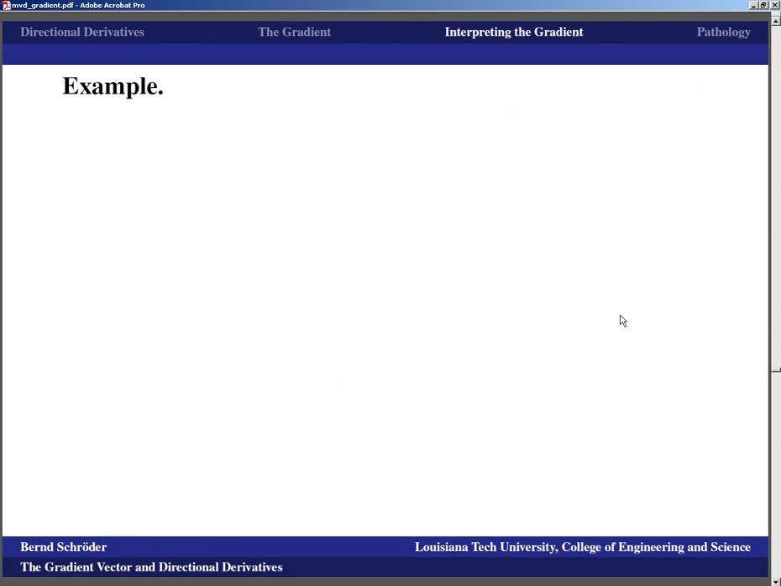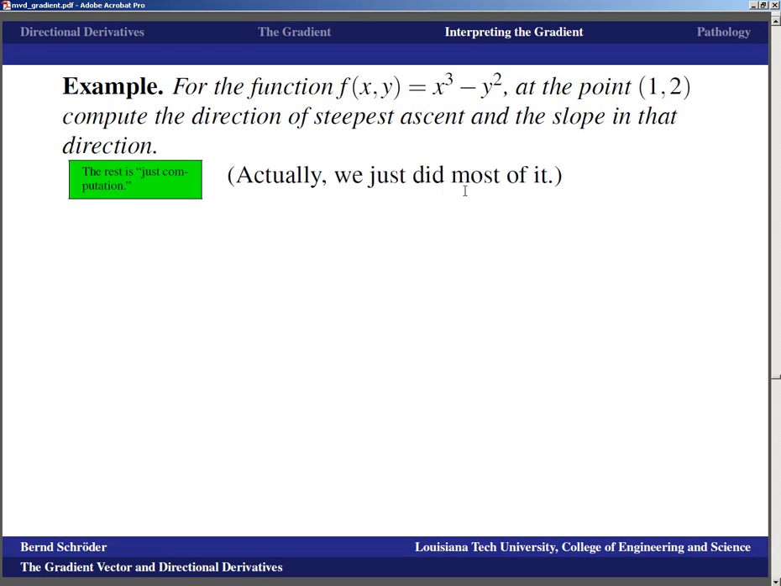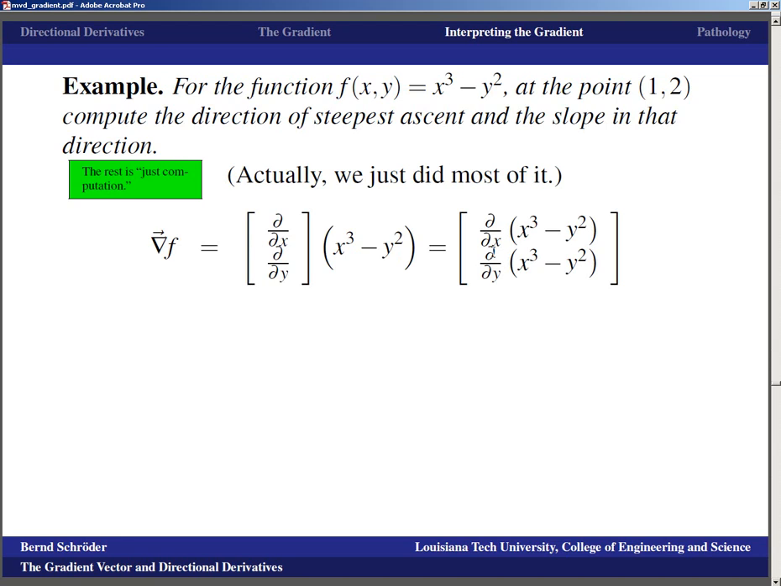As an example, well, if we just want to know for this function x cubed minus y squared at the point (1, 2) what the direction of steepest ascent and the slope in that direction is, that's another one, it's just computation because we know what to do. We did most of it just now, we'll go through it again. We need the gradient. The gradient is nabla of x cubed minus y squared, which is the partial with respect to x of x cubed minus y squared, the partial with respect to y of x cubed minus y squared, which is (3x squared, negative 2y). The gradient at (1, 2) is still (3, negative 4).